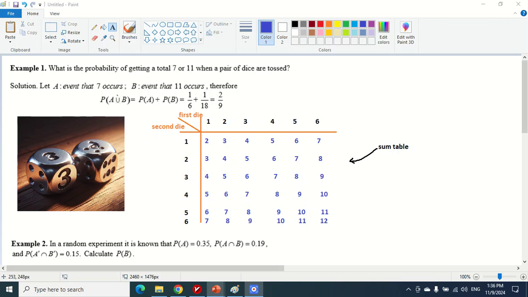One number comes out on each die. As you can see, there are 6 numbers that can be written on the die. That number could be 1, 2, 3, 4, 5, 6 for the first die, and for the second die we have the same values. So I sketched the sum table. For instance, if the first die is 1 and the second one is 1, then the total number coming out will be 2.